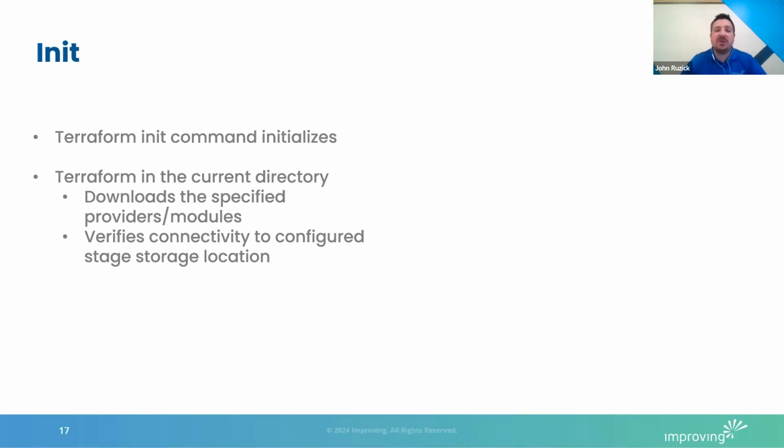And then it also verifies connectivity to the configured state storage location. So if I've got my state file local, it'll create the state file locally. If I've referenced an AWS S3 bucket or an Azure storage account, it's going to verify that it can connect to that and see that state file. If it doesn't exist, it will create the TF state file. If it can't get there, it's going to throw you an error when you try to do an init.